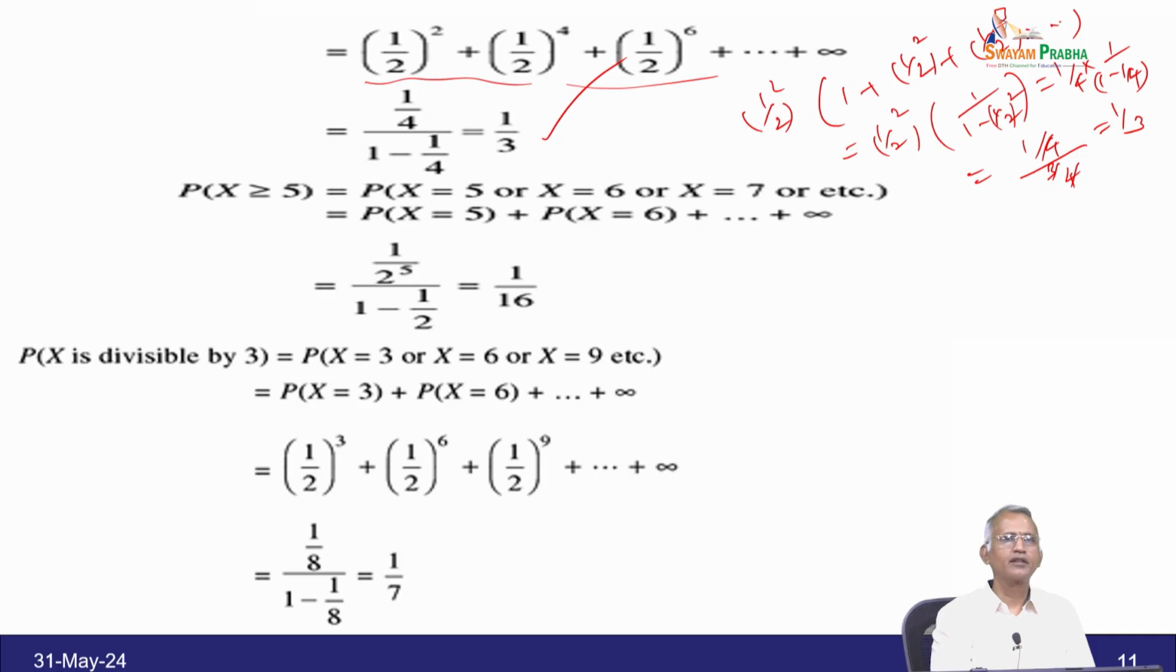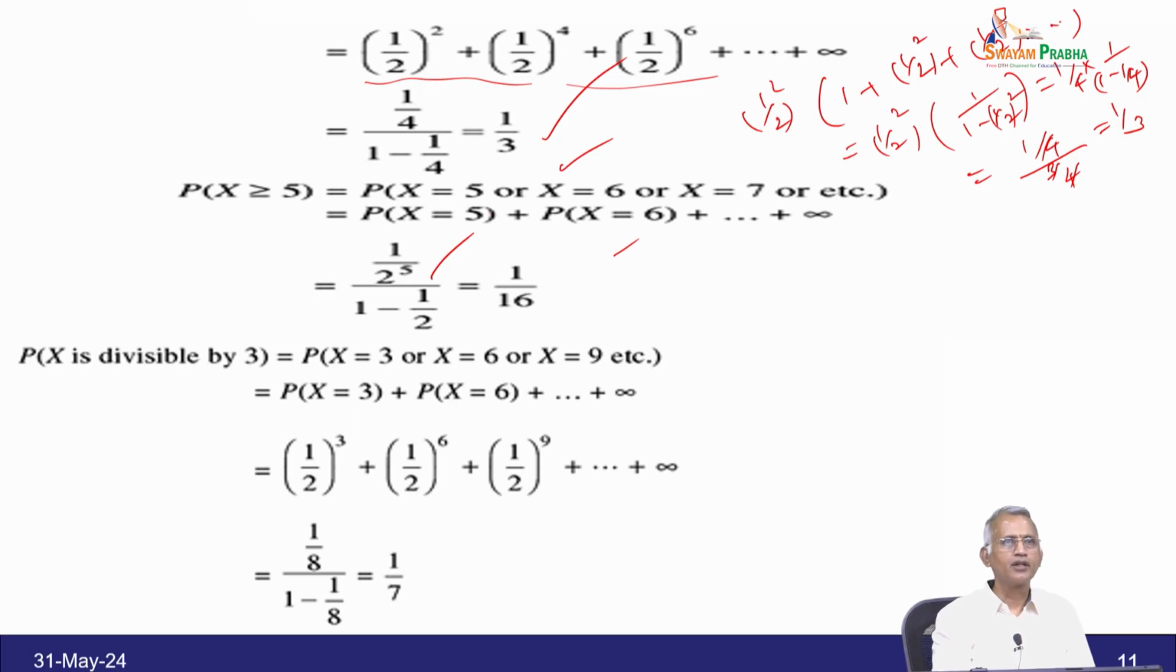Similarly, probability of x greater than or equal to 5 is probability of x equal to 5 or x equal to 6 or x equal to 7 and so on up to infinity. So, probability of x equal to 5 plus probability of x equal to 6 and so on to infinity. It is a geometric series, 1 by 2 power 5 by 1 minus 1 by 2, equal to 1 by 16.